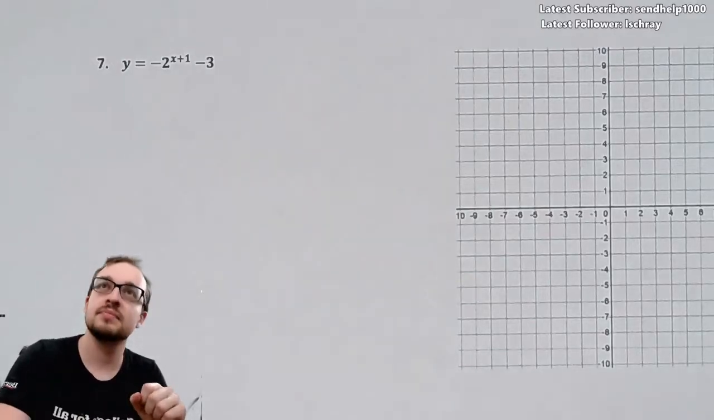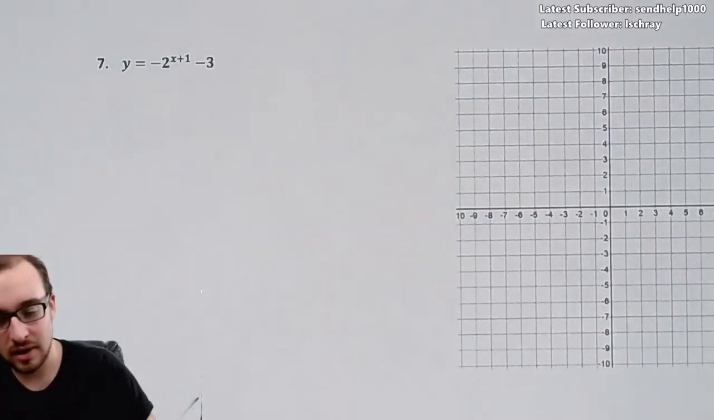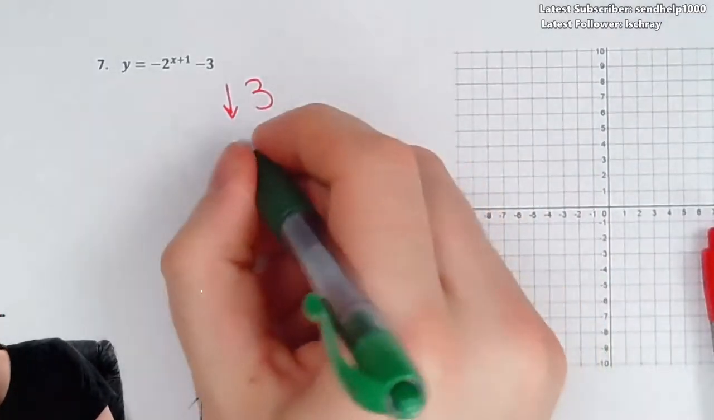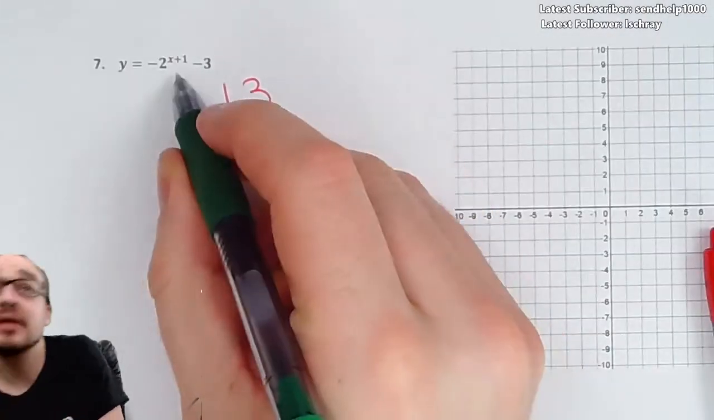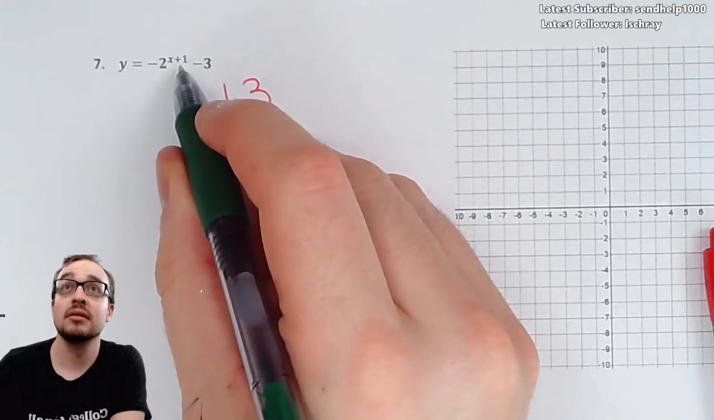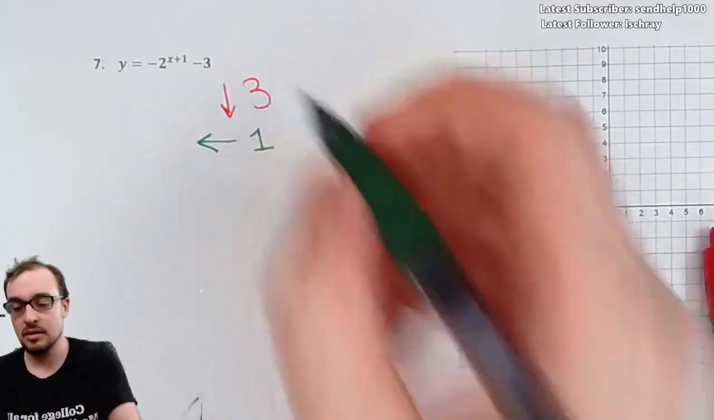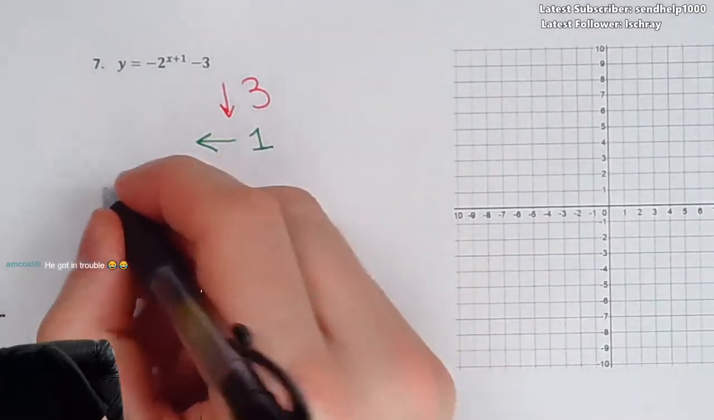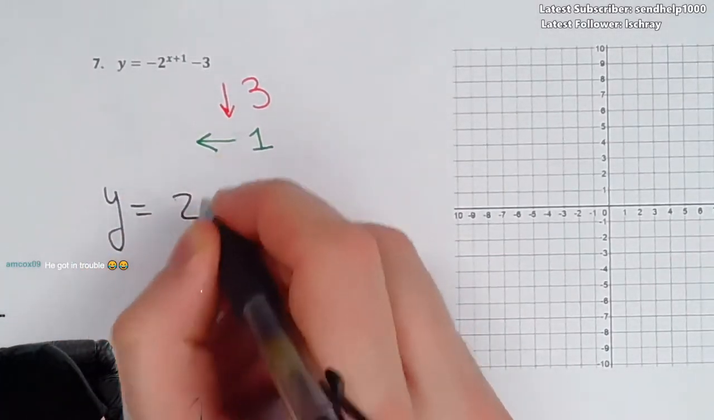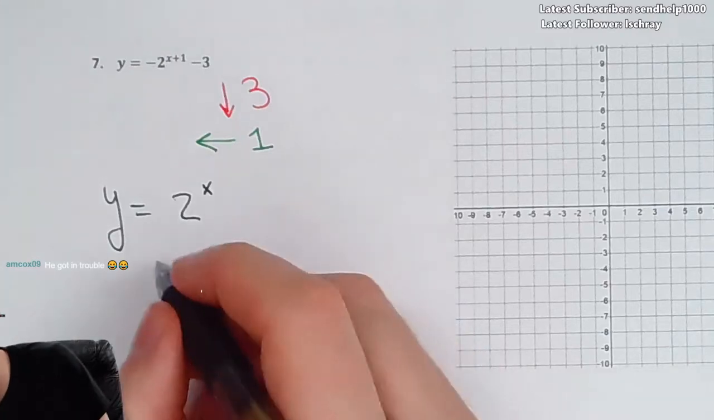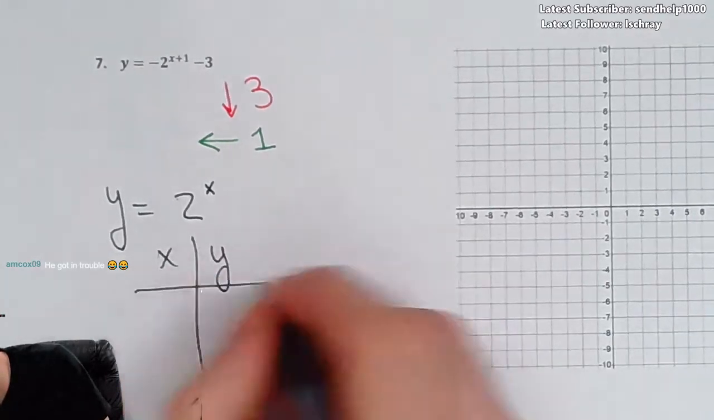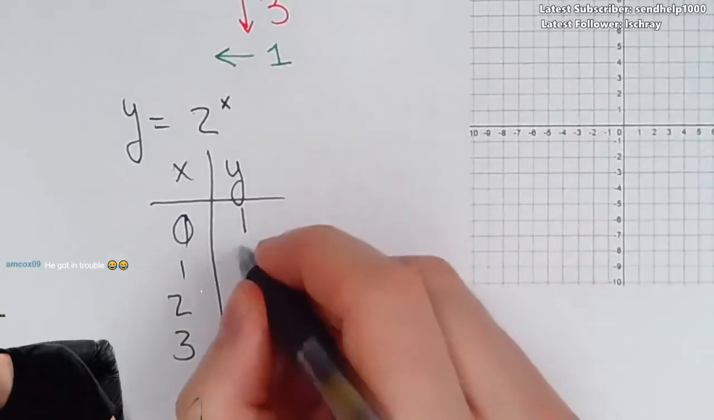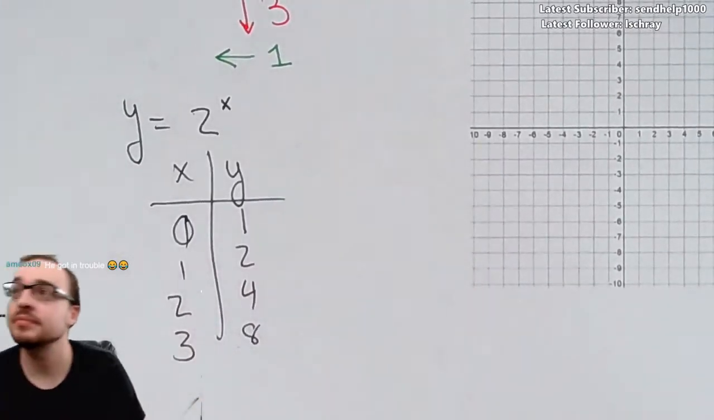Let's talk about this one. Well, it's going to go down 3, right? And it's going to go to the left 1. Remember, it's the opposite sign. Watch out for that, okay? Parent function is y equals 2 to the x, right? And we know what that does. 0, 1, 2, 3. That's the powers of 2. 1, 2, 4, 8.